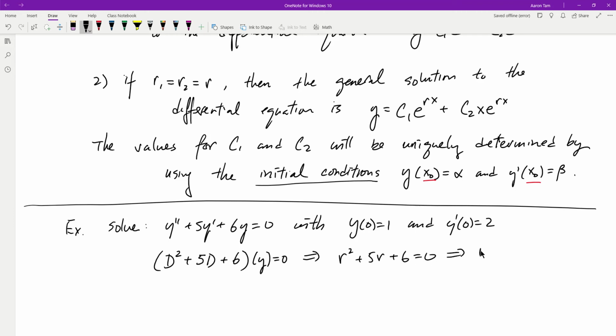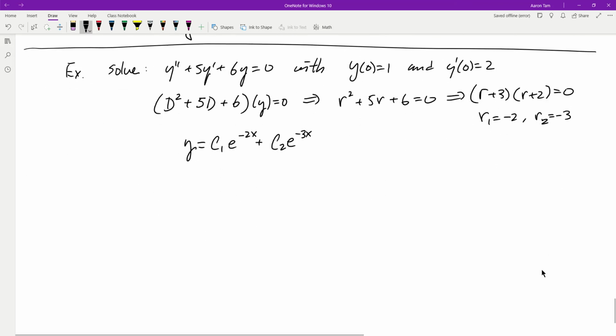We actually already know the solution to this, but we can go through it again. Here's my differential equation in differential operator form, which turns into this characteristic equation, which turns into (r plus 3)(r plus 2) equals 0. So I have my two roots, -2 and -3. Therefore the general solution is y equals c1 e to the -2x plus c2 e to the -3x.